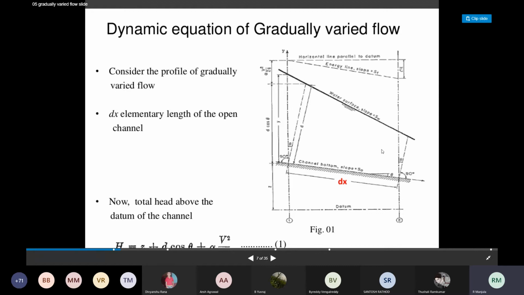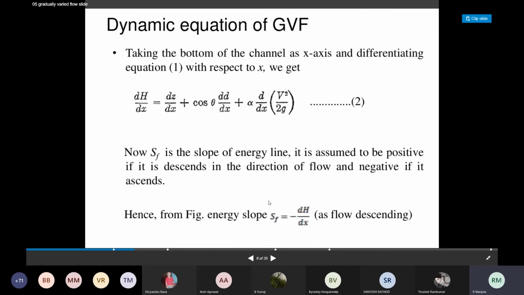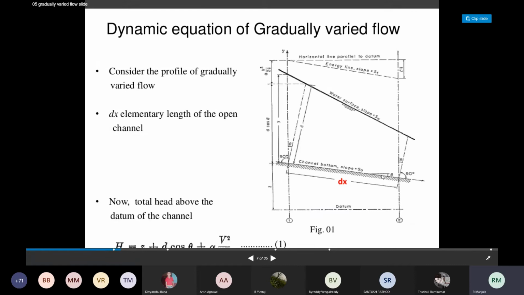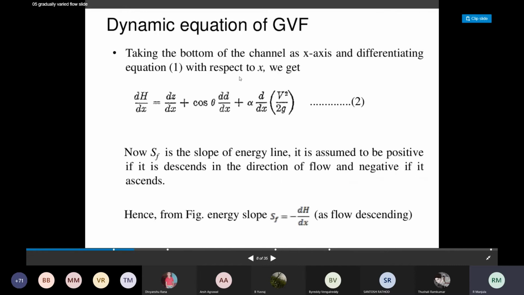This is going to be the total energy line. Consider the profile of gradually varied flow. We are considering this profile, and let dx be the elementary length of the open channel. Now we consider the total head above the datum of the channel. We will have h equal to z plus d cos theta plus alpha v square by 2g, which is the total head at channel section 1. Now we take the bottom of the channel as the x-axis and differentiate equation 1 with respect to x.